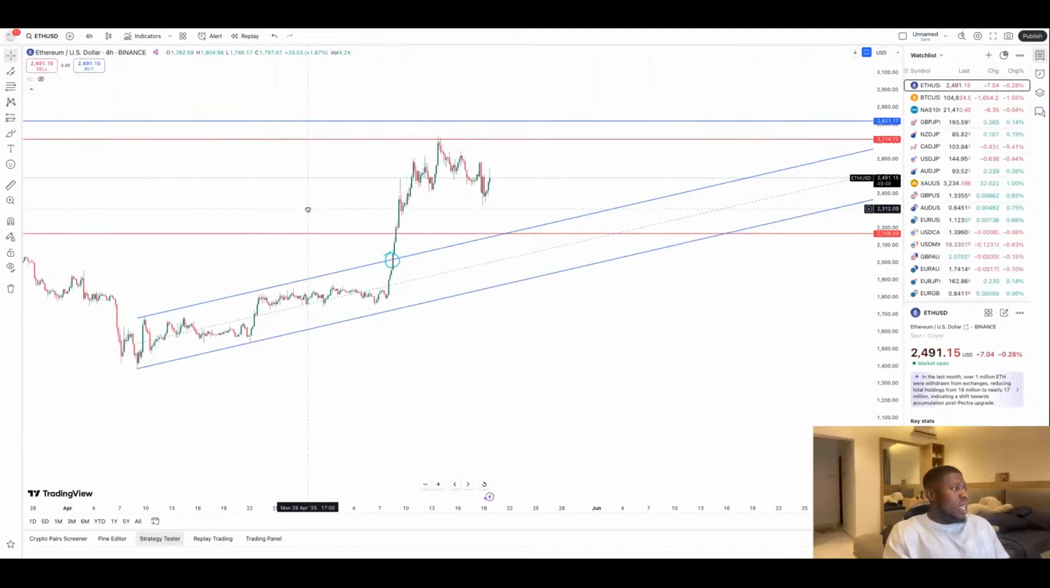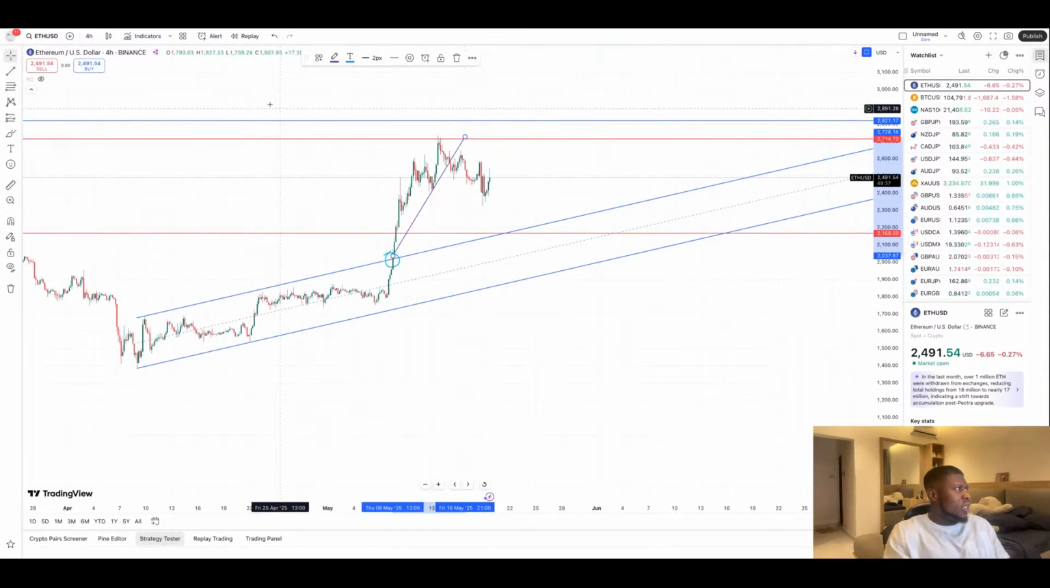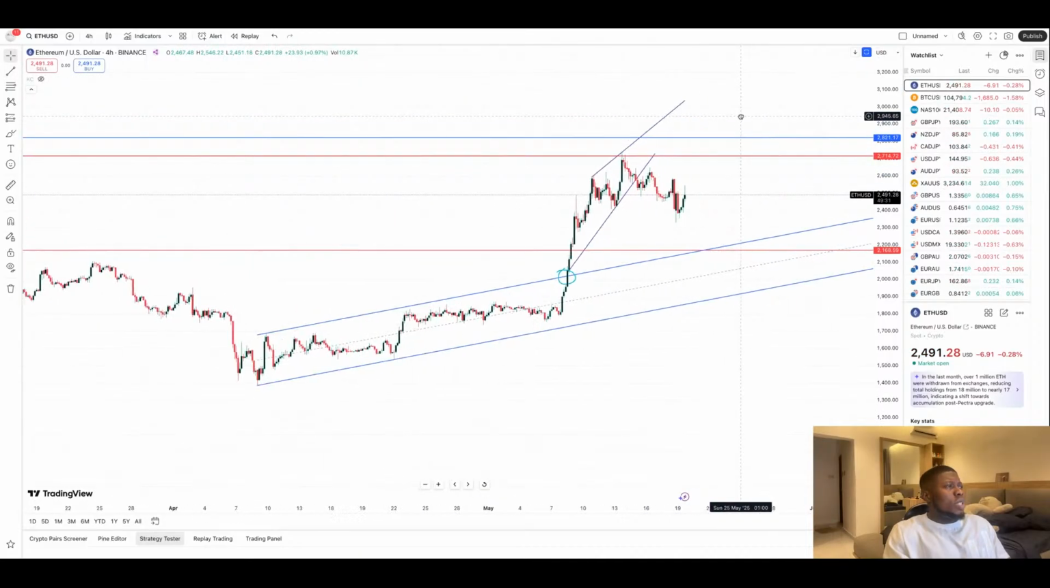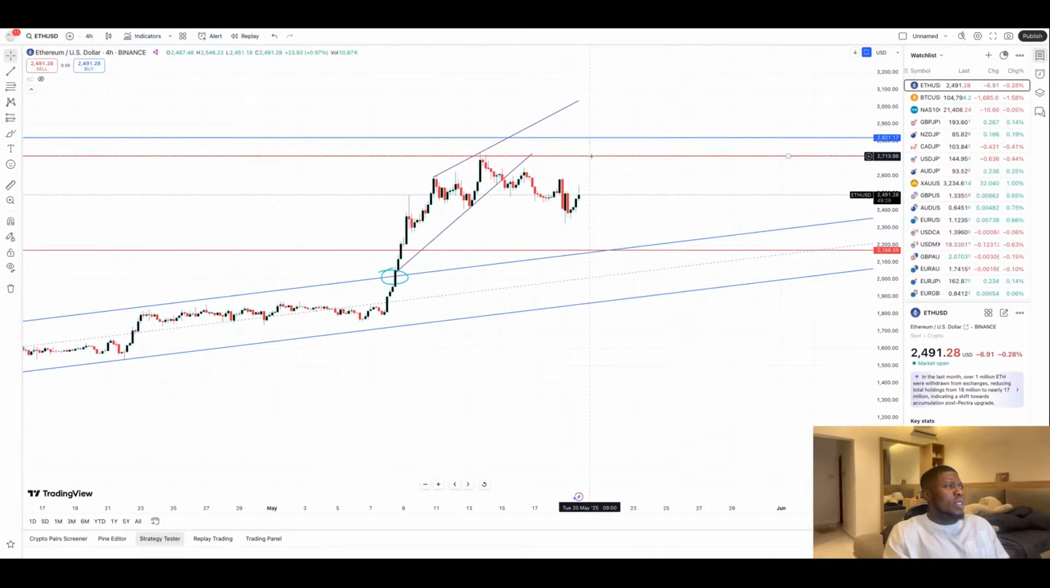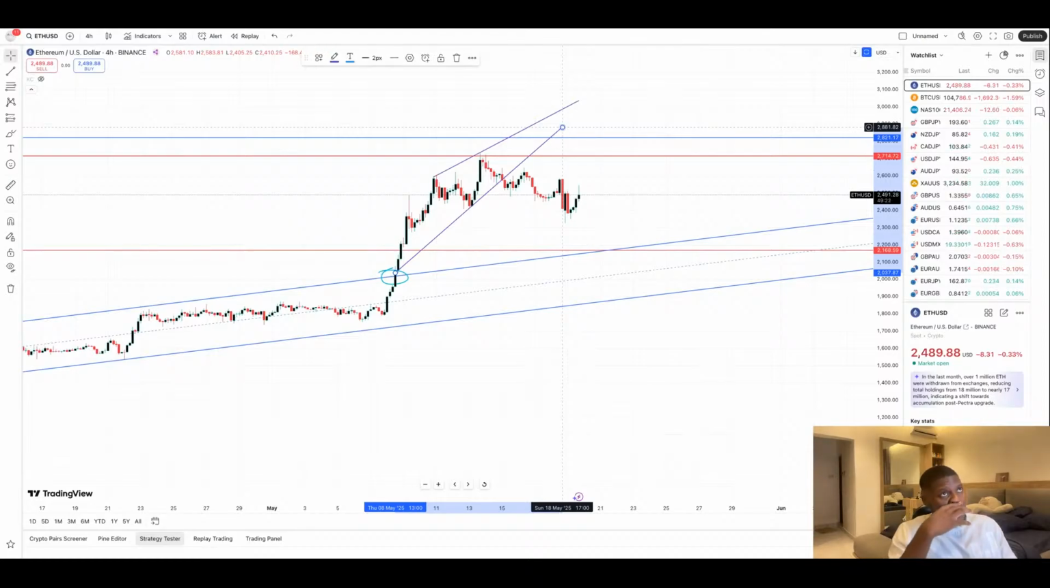So likely I'm having something like this at this moment. This is likely what I'm having. Even if you put it this way or anything, this is a complete swing here.